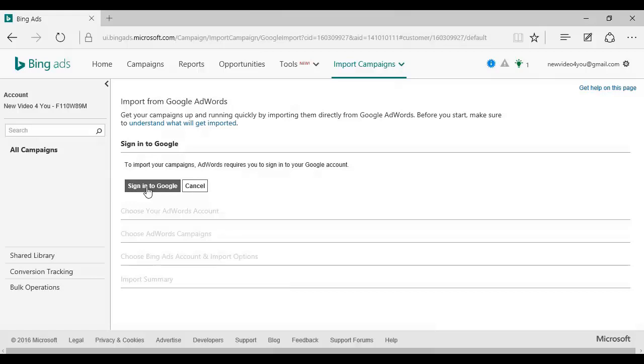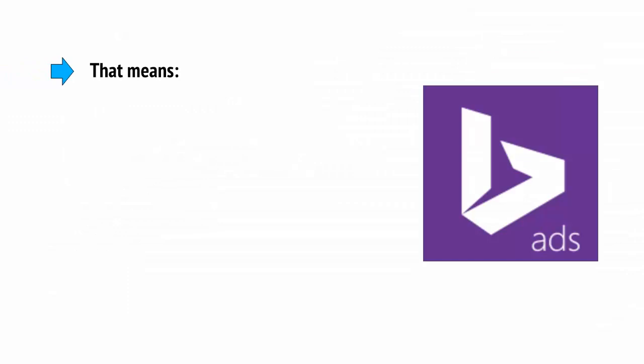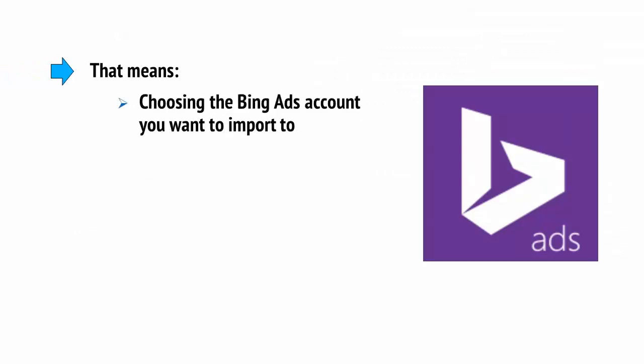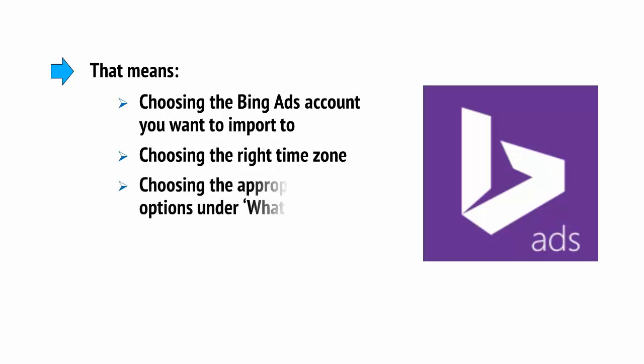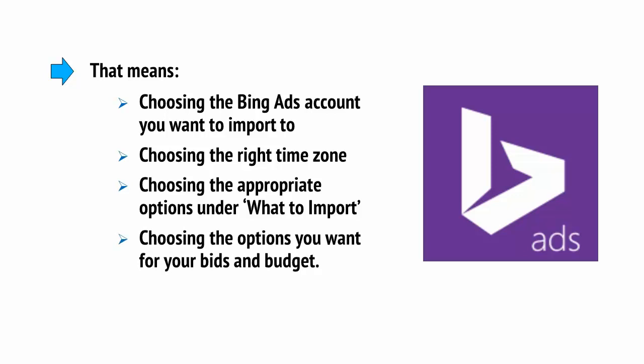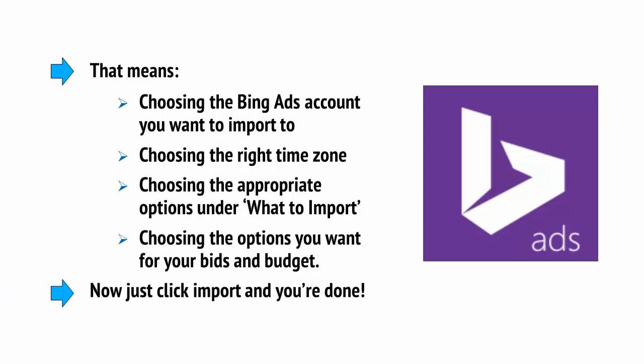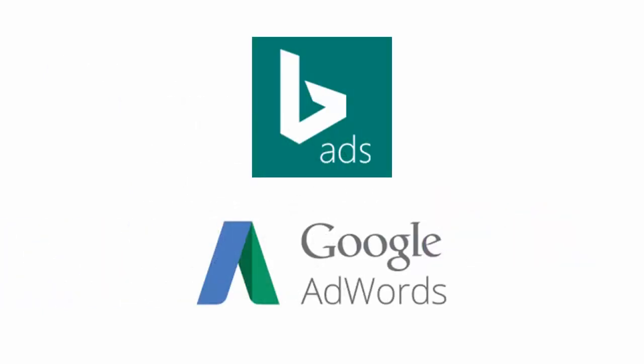Now, under Bing Ads account and import options, you'll just need to add a few more settings that are unique to Bing. That means choosing the Bing Ads account you want to import to, choosing the right time zone, and remember that Bing allows more flexibility in this department, choosing the appropriate options under what to import, choosing the options you want for your bids and budget, and now just click Import and you're done. Remember we said earlier that the best way to handle Bing Ads was to use them on top of a Google AdWords campaign? Well, this is why it makes a lot of sense to simply import an existing AdWords campaign into your Bing account. Yep, it couldn't be simpler.